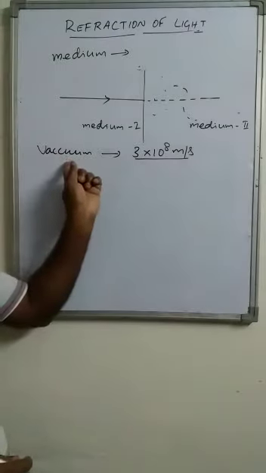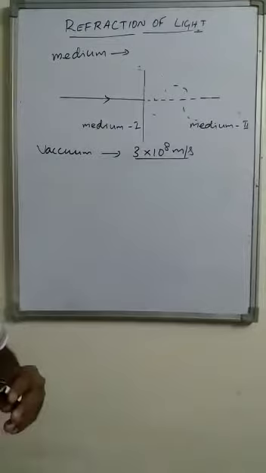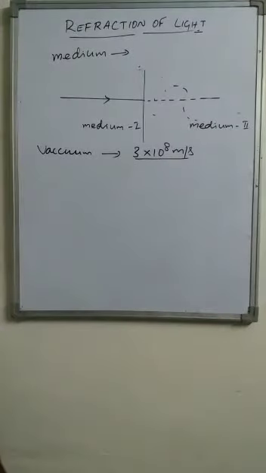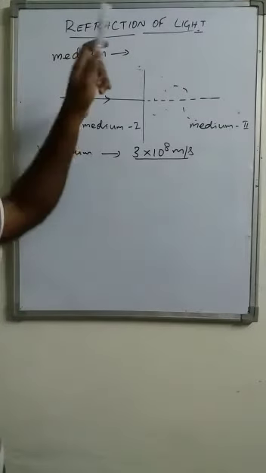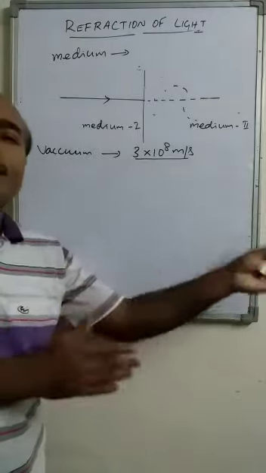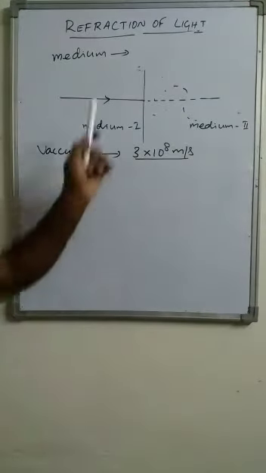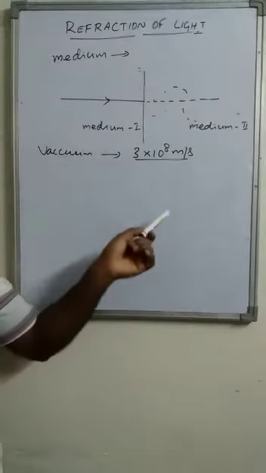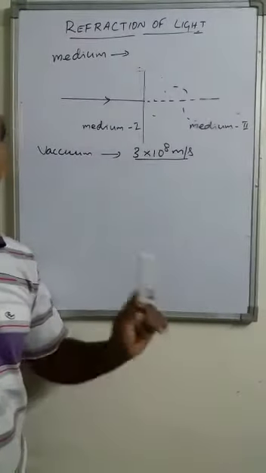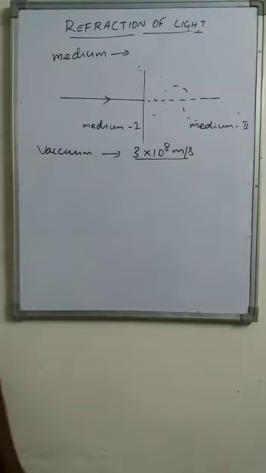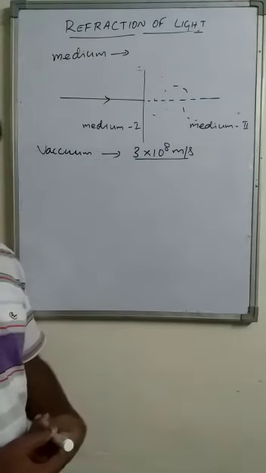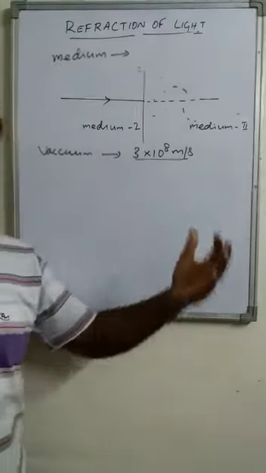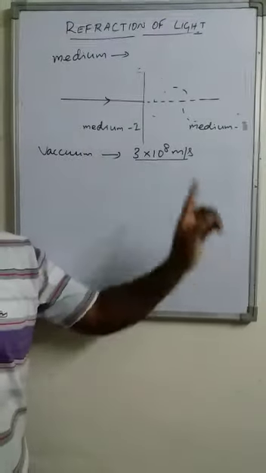So, the speed of light changes when it enters from one medium into another medium. Because of the change in the speed of light, it deviates from its path. So why does the refraction of light take place? Because its speed changes when it enters from one medium into another medium, then refraction takes place. So we can say the cause of refraction, why the light refracts, is that the speed of light changes.